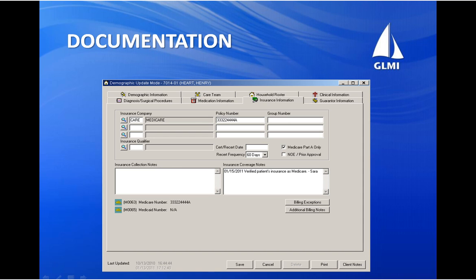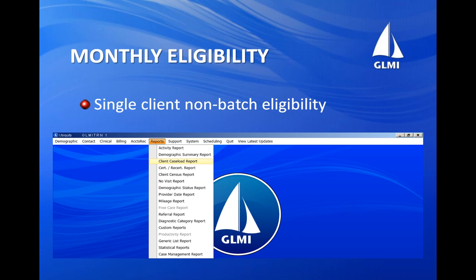Now that we have the patient's information, we'll look at how the Ubiquity system can help us verify their eligibility. Now we'll discuss monthly single client non-batch eligibility. What we mean by non-batch eligibility is that you are verifying all your patient's eligibility manually through Medicare DDE and not through a clearinghouse or a 270-271 file.